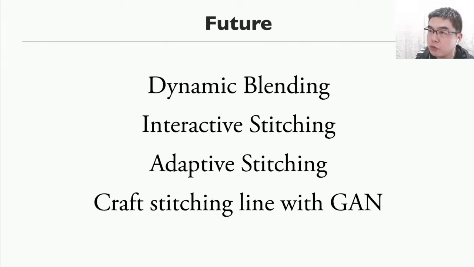For the future, we have spent quite a while on correcting the stitching line, but the computer algorithm could evolve dramatically in the future to take full advantage of the materials themselves to make photographers' post-processing more efficient. Such as we can apply dynamic blending, interactive stitching, adaptive stitching, and even crafted stitching with GAN, the generative adversarial network. That is the latest result of artificial intelligence, right?